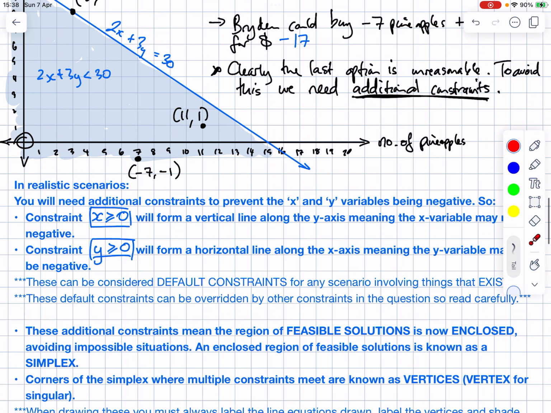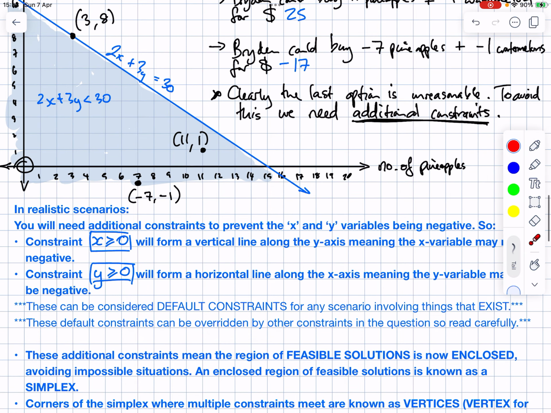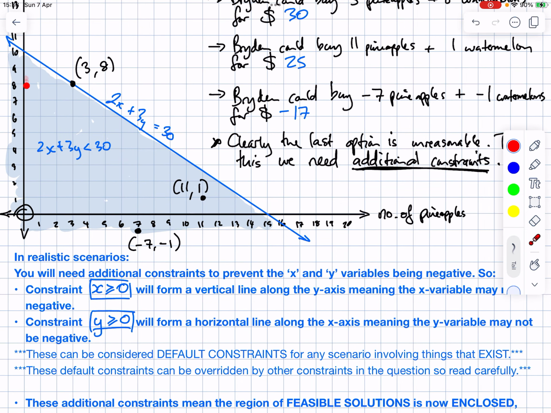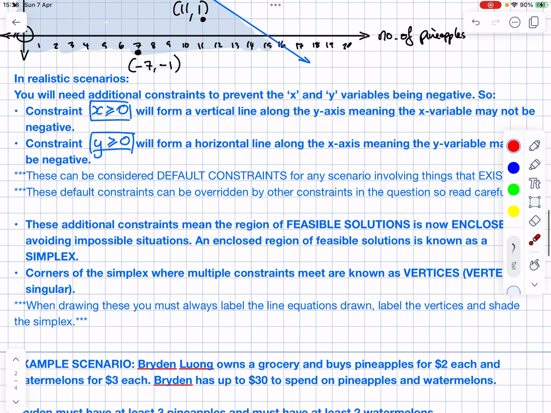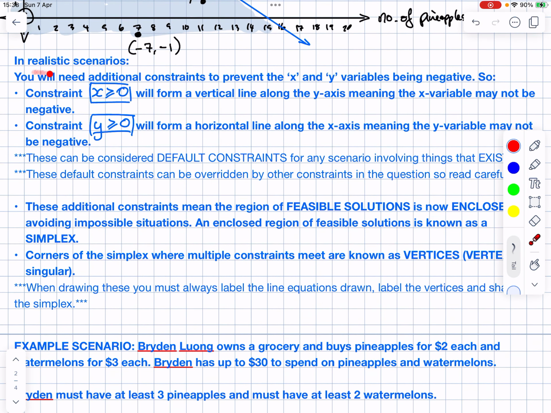To avoid this, we need to add additional constraints to this scenario. We need to lock it down. We need to close it up from the unrealistic situation, which is basically negative numbers. In realistic scenarios, you will need additional constraints to prevent the x and y variables being negative.